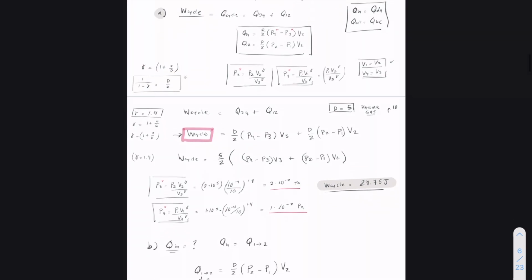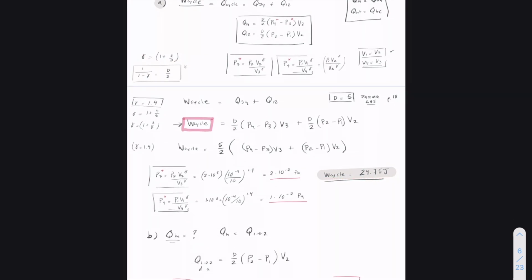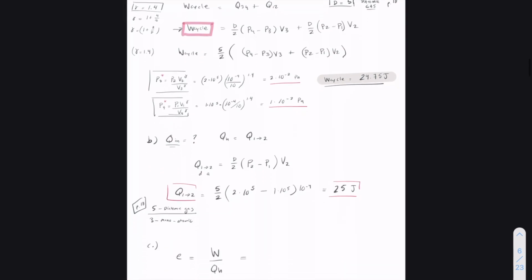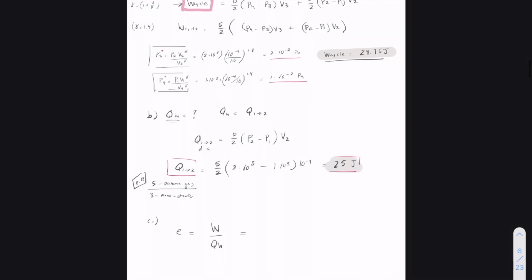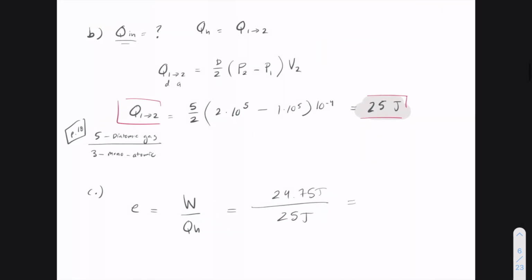Okay, so the total answer that we got for the work for the cycle was 24.75 joules, and the total answer that we got for our Q in, or our heat in, was this. So we're just going to divide them, right? So we're going to have 24.75 joules divided by 25 joules. So basically part A over part B. And what we get for this is 99%, and that is the efficiency.